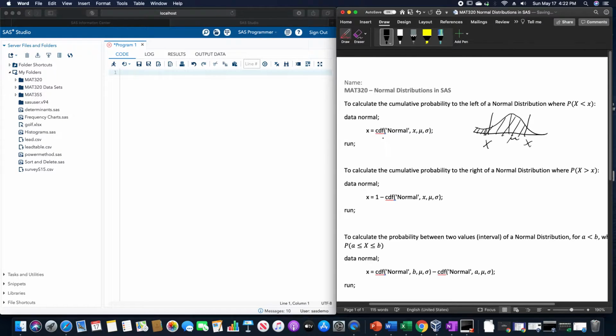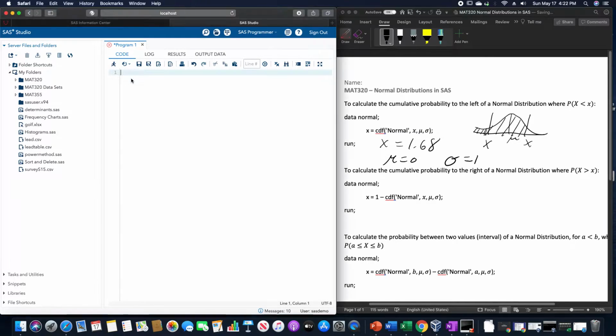For this, let's use an x value of 1.68, a mean of 0, and a standard deviation of 1. But of course, that would depend on whatever it is that you are actually trying to find. For this, we're going to use a data step, and I like to name it after whatever it is we're finding.